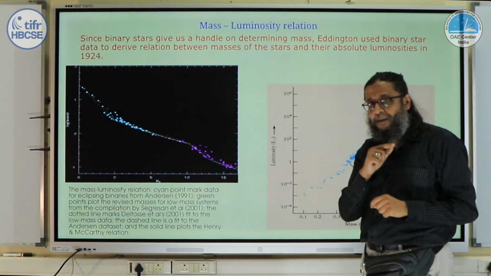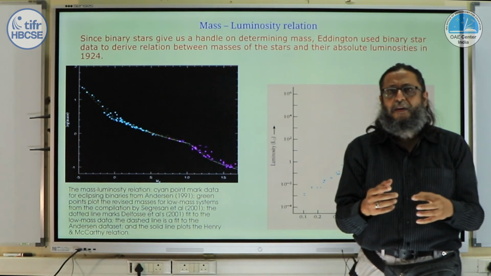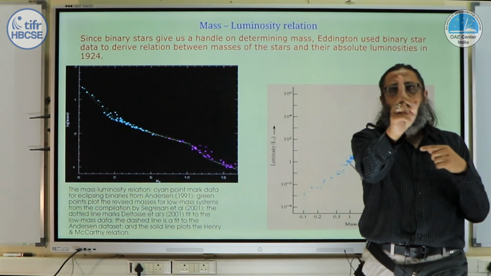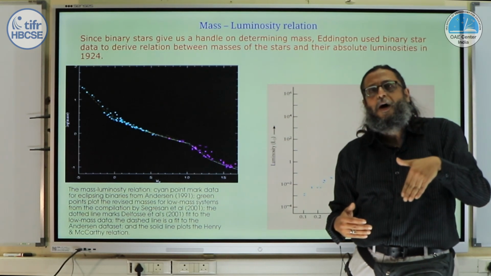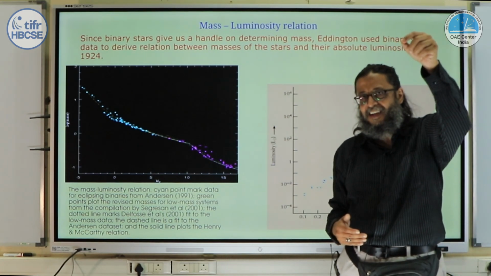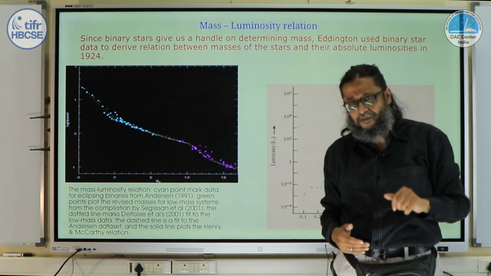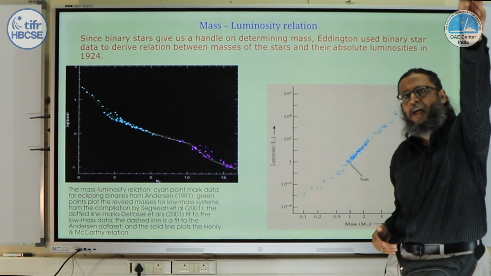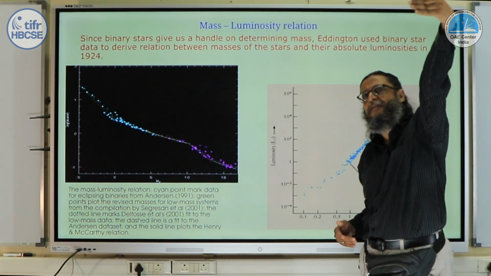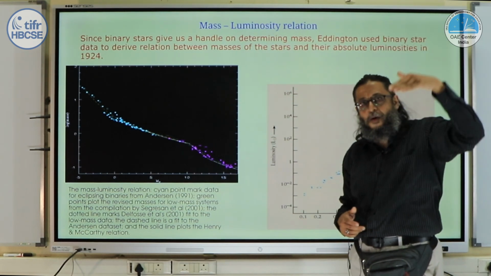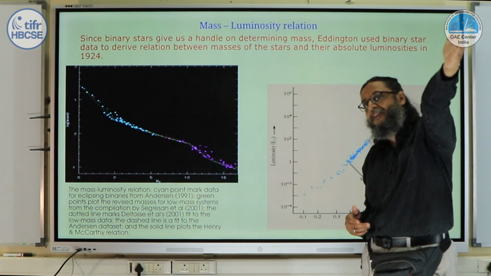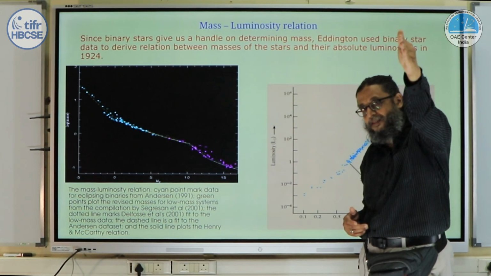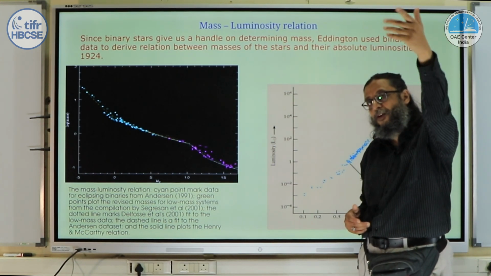Now what happens is that although the binary stars are moving around each other, so their distance with respect to our point of observation is changing, that change is negligible. And we assume that the two stars are always at the same distance from us. Now, once we know the distance and we measure the flux, or we can estimate the flux from the other star, then we know the luminosity.